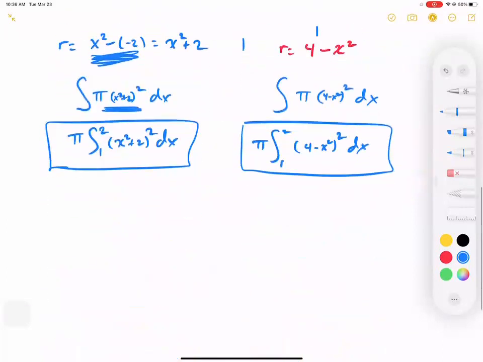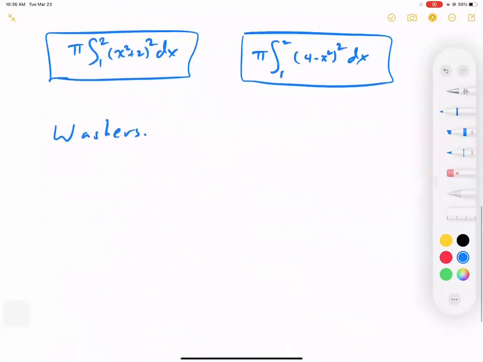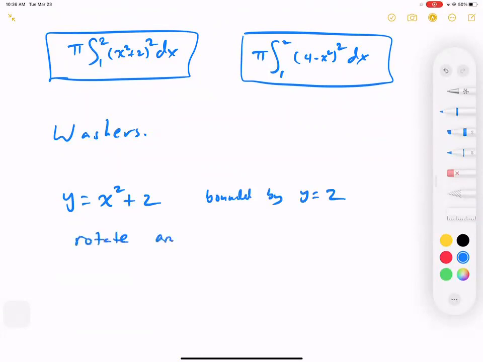Okay. All right, so let's jump to washers now. So we're going to jump to washers. And so let's come up with our problem. Y is equal to x squared plus, let's do 2, okay? And then we're going to be bounding this graph, bounded by y is equal to 2, right? And then we're going to rotate around y is equal to 0.